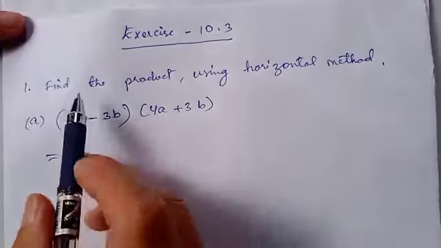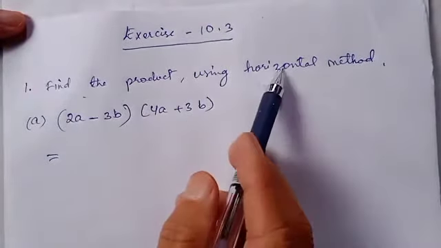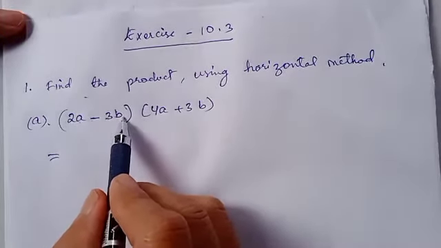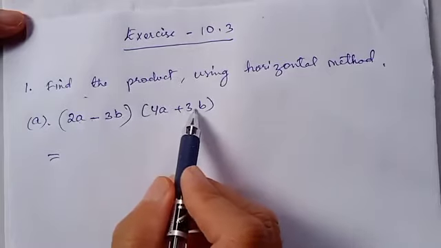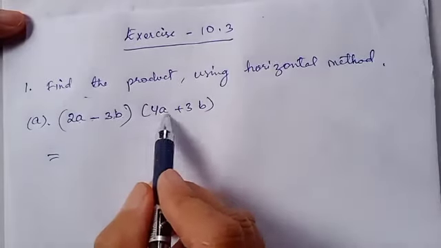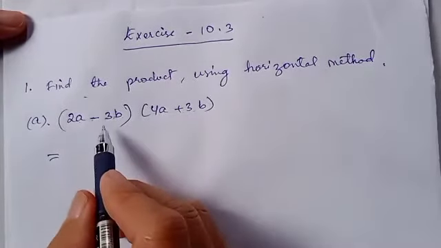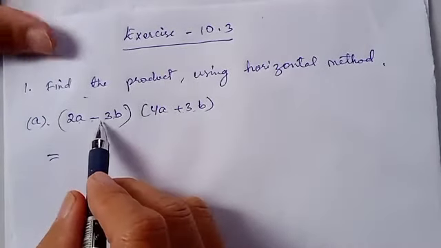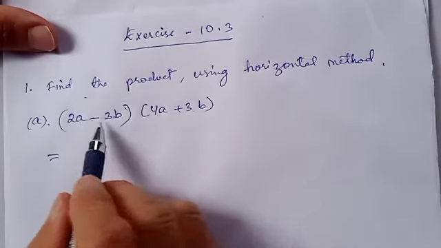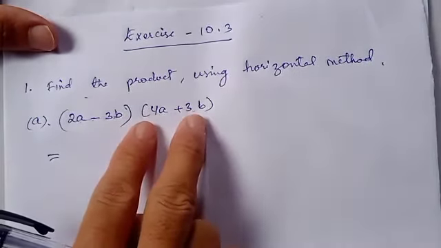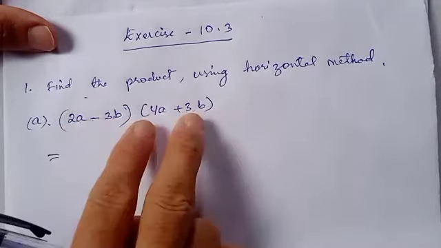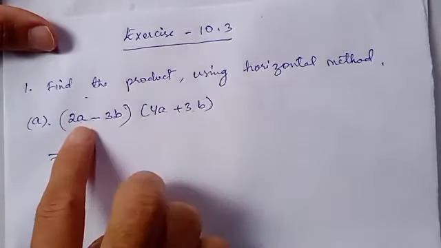Okay, first question I want to try. Find the product using horizontal method. Question number A, we have (2a - 3b) into (4a + 3b). It can be read as 2a minus 3b into 4a plus 3b. So in this question, we are going to multiply a binomial and a binomial. In the first one we have two terms, in the second also we have two terms. So here we are going to multiply binomial and binomial.